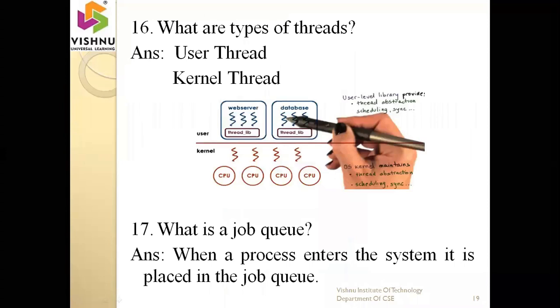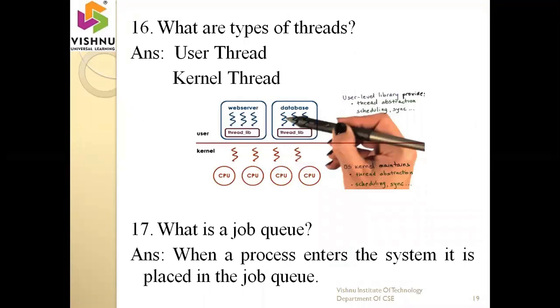Next one is, what are the types of threads? There are 2 different types of threads. The first one is the user thread. The next one is the kernel thread.